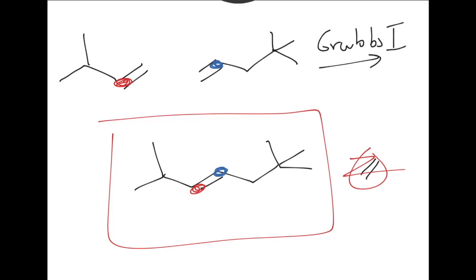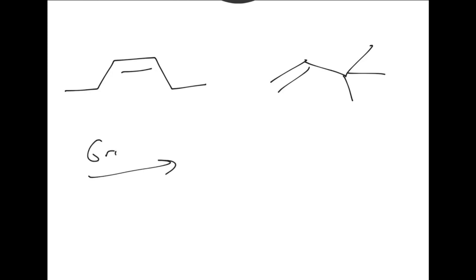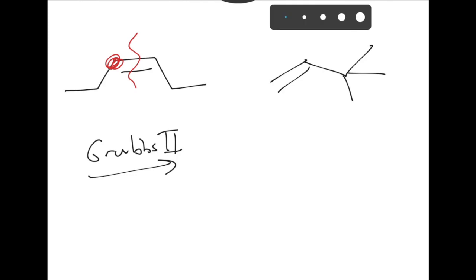There you go. So we can also do this if we have a symmetrical double bond. So let's say we have a situation where we have this. We can take one side of our alkene, right? We're going to break this alkene in half, and we're going to use one side of it to react with the other double bond.